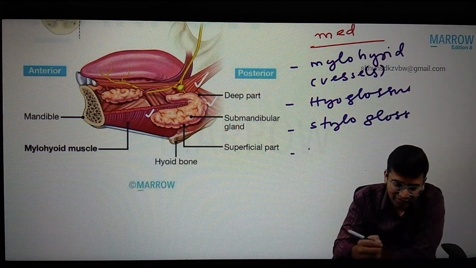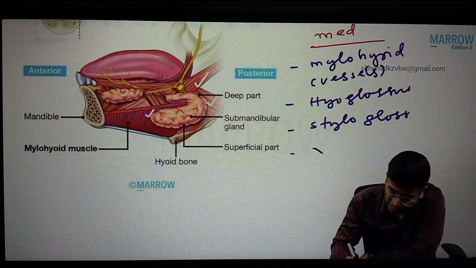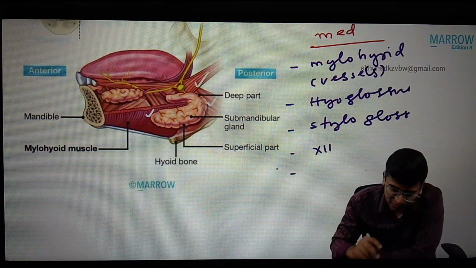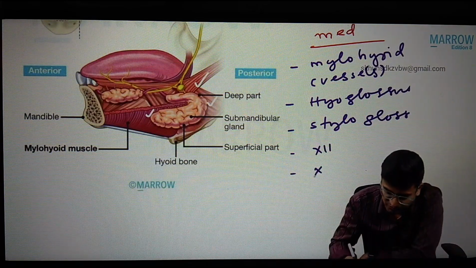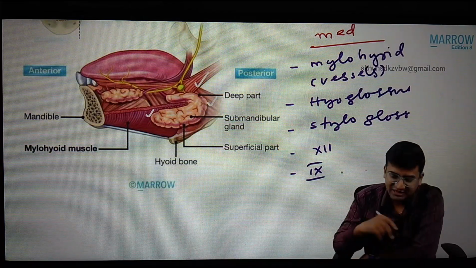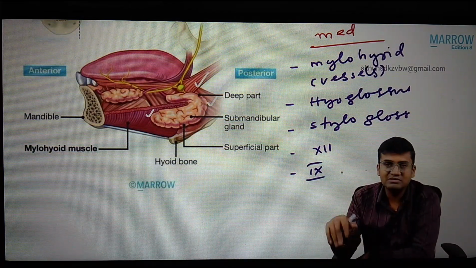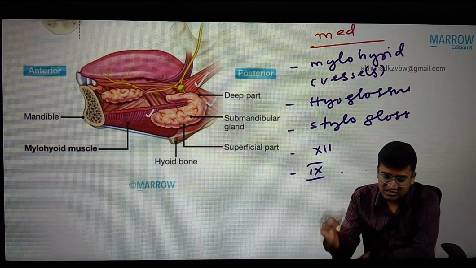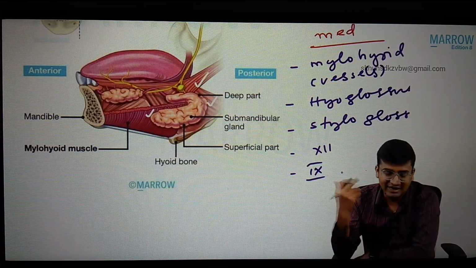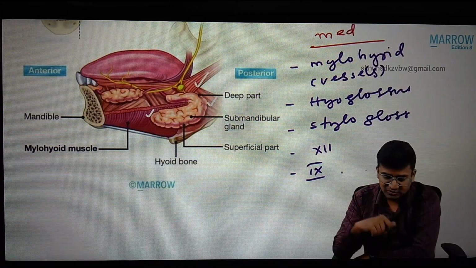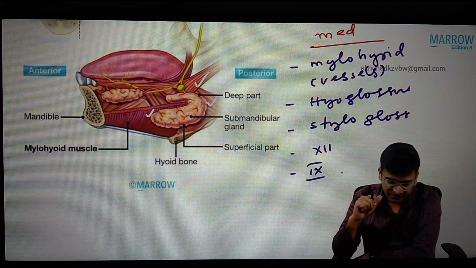Close to the greater horn of the hyoid bone we have the hypoglossal nerve, and close to the styloglossus muscle we also see the ninth nerve, the glossopharyngeal nerve. So the medial surface is related to all these structures: mylohyoid muscle, mylohyoid vessel, hyoglossus muscle, styloglossus muscle, 12th nerve and 9th nerve. Okay, right. That's all about the three surfaces.